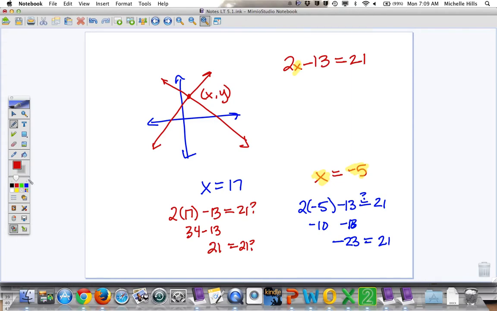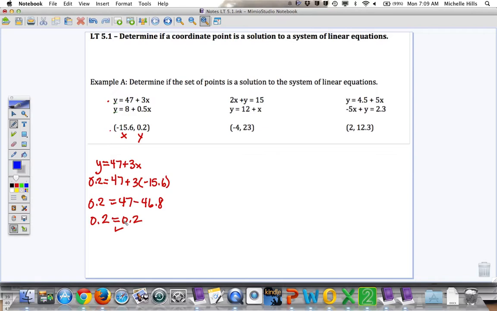Don't stop there, because if you stop there, what you may have found is a point like this. It's on one of those lines, but it's not the point of intersection because it's not on the second line. If it works in one, you have to check it in the other one. So I'm going to take my y equals 8 plus 0.5x, but y is 0.2 equals 8 plus 0.5 times x, and x is -15.6. Again, if you don't want to do any steps between here and the end, that's perfectly fine.